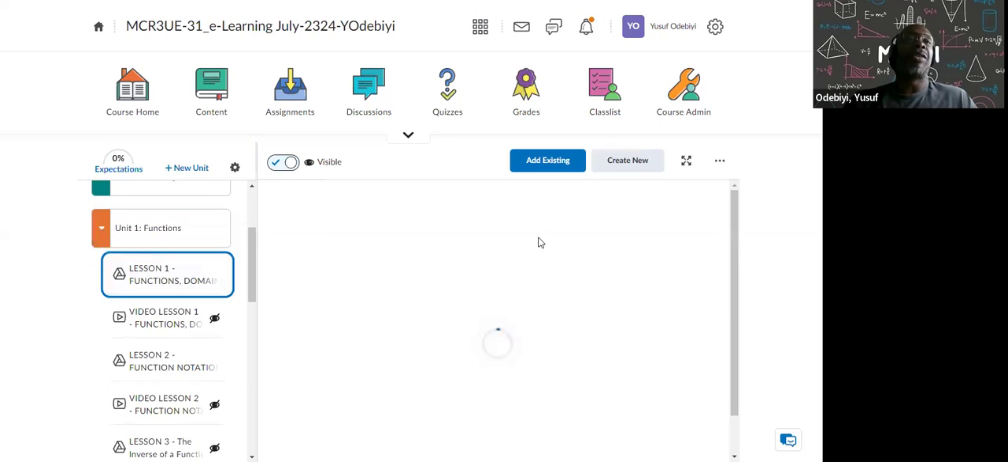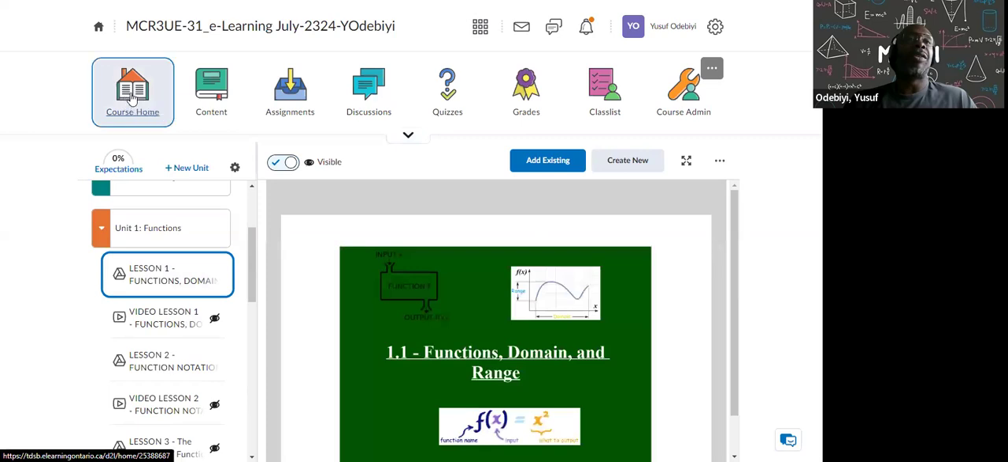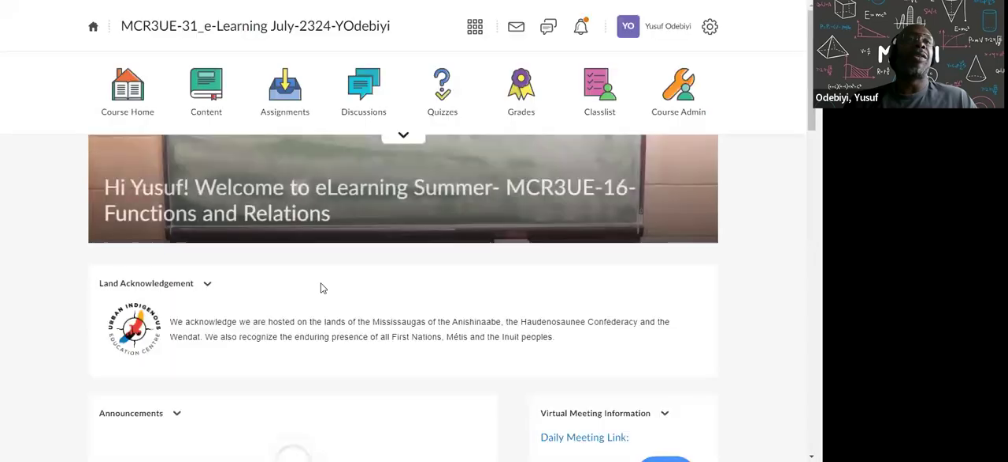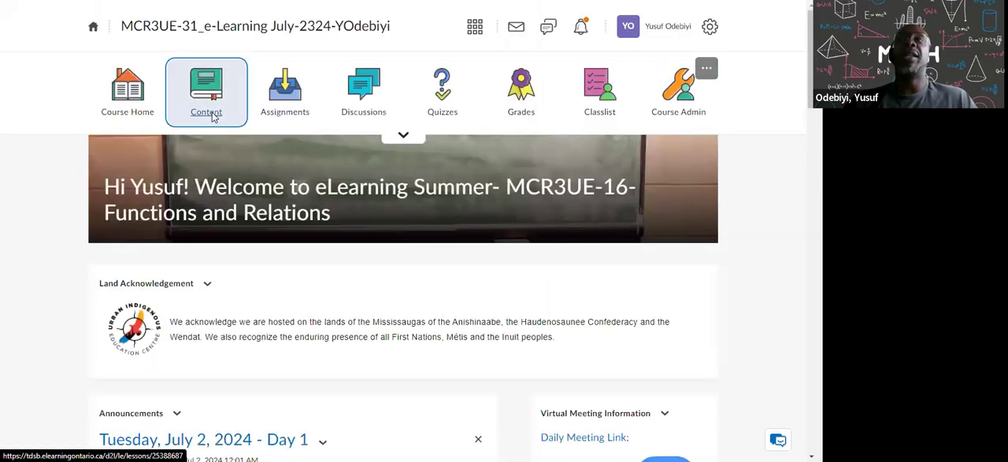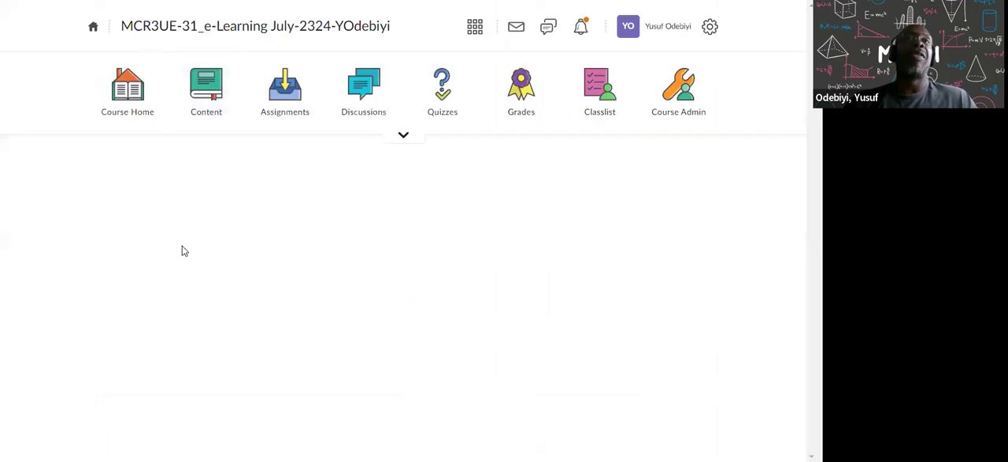So we're gonna go through, let's start up over here. We're gonna define what's a function. We're gonna look at function notation, and we're gonna investigate what's domain and range, okay? Those are the foundational stuff you should know for functions. So under content, this is where I put everything.